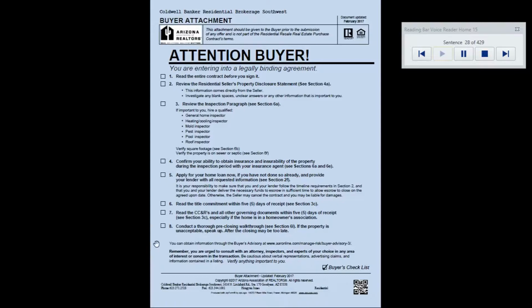You can obtain information through the buyer's advisory at www.aronline.com/manage-risk/buyer-advisory-3. Remember, you are urged to consult with an attorney, inspectors, and experts of your choice in any area of interest or concern in the transaction. Be cautious about verbal representations, advertising claims, and information contained in a listing. Verify anything important to you.